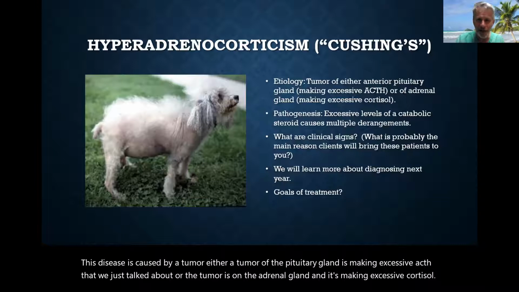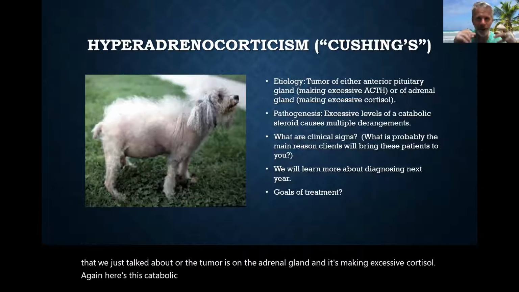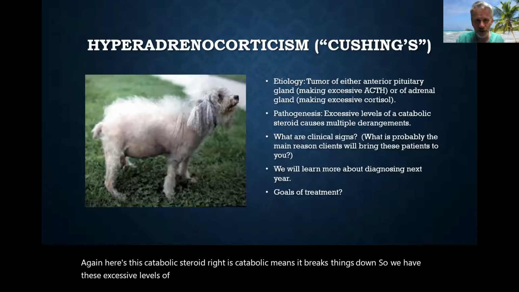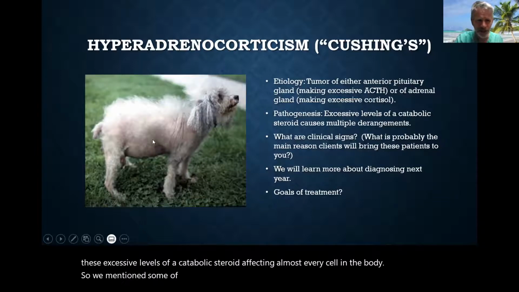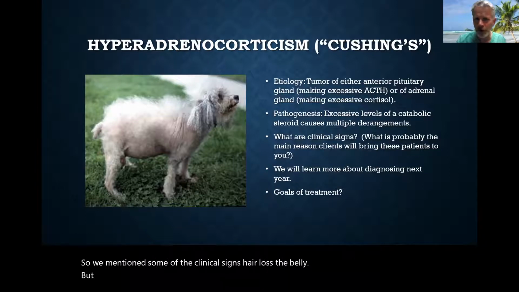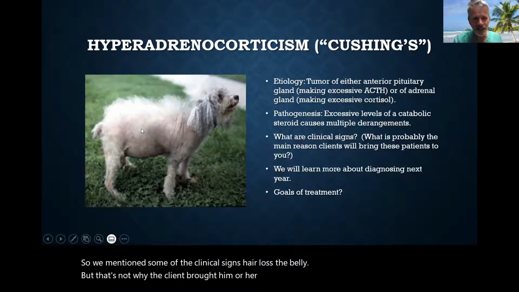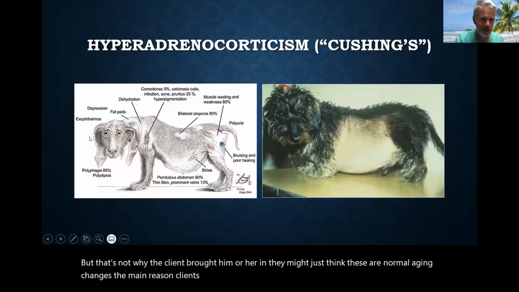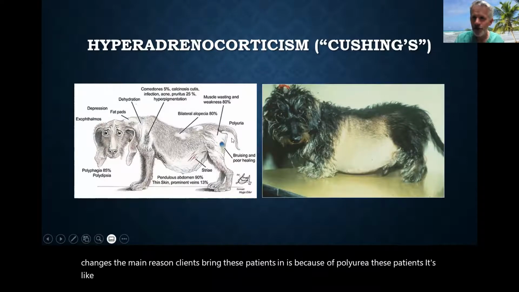Again, here's this catabolic steroid. Catabolic means it breaks things down. So we have these excessive levels of a catabolic steroid affecting almost every cell in the body. We mentioned some of the clinical signs, hair loss, the belly, but that's not why the client brought him or her in. They might just think these are normal aging changes. The main reason clients bring these patients in is because of polyuria. These patients, it's like they're addicted to water. They're polydipsic and polyuric.